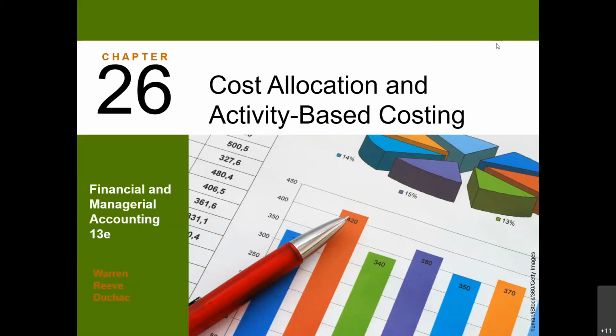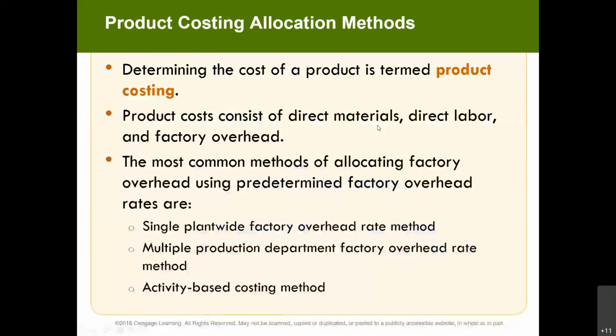Okay, so now we're going to discuss cost allocation and activity-based costing. As we've discussed earlier, there are multiple methods of allocating factory overhead. One of these methods is through product costing. This is the first thing we need to do when determining what type of factory overhead method we're going to use for allocating factory overhead.